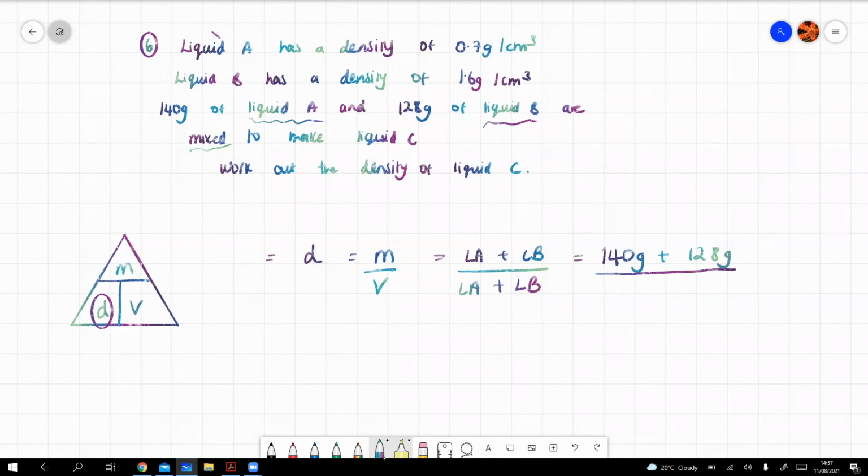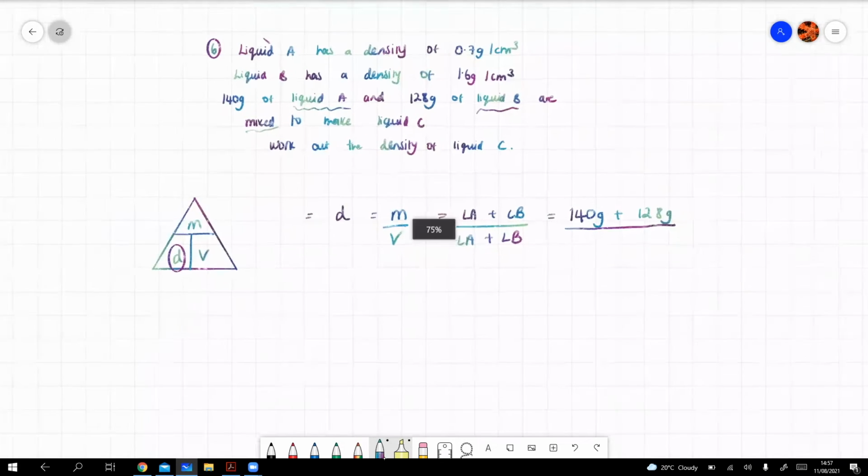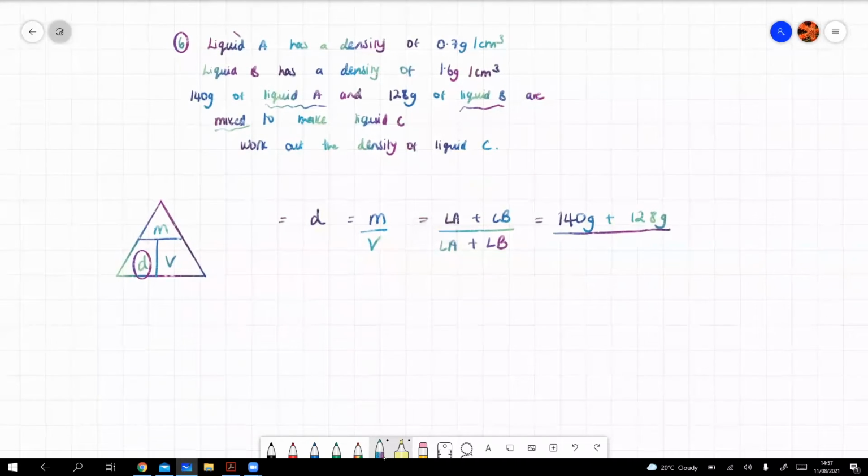So I need to work out the volume of liquid A and liquid B. To work out volume, I've got to do mass divided by density. Okay, so let's have a look. My mass here is 140 for liquid A. We're doing it for liquid A here, and my density for liquid A is 0.7. If I work that out, I'm going to do 140 divided by 0.7. I end up with 200.